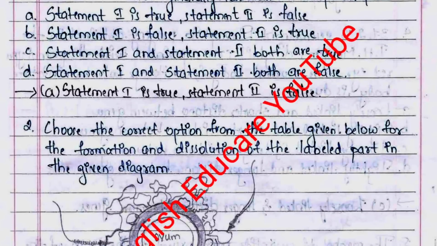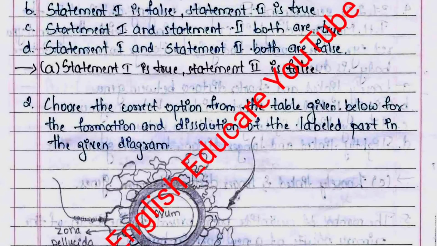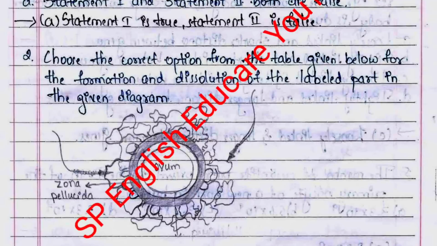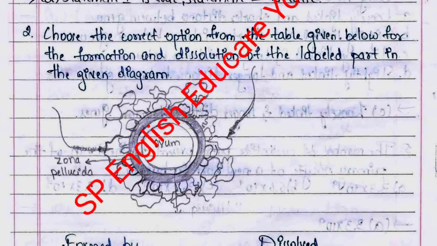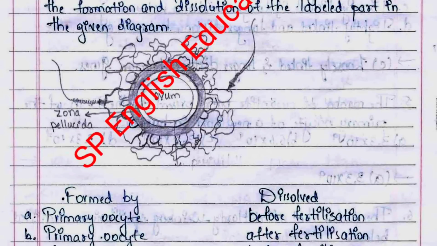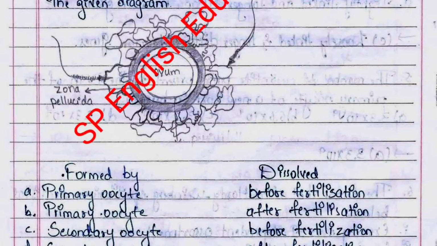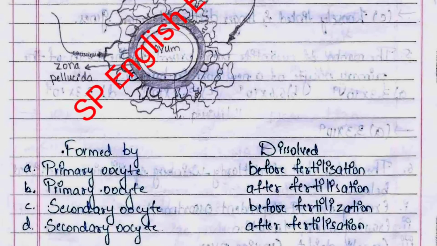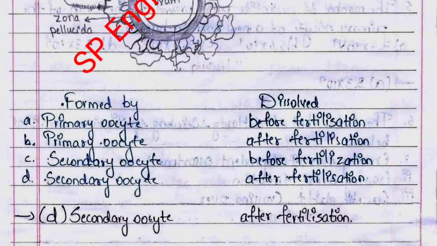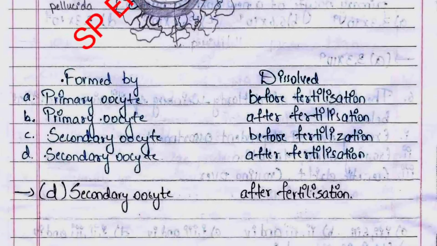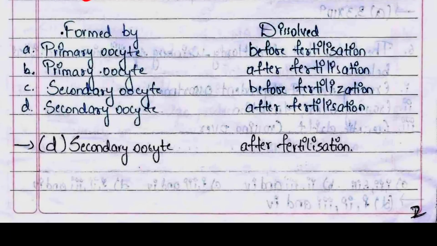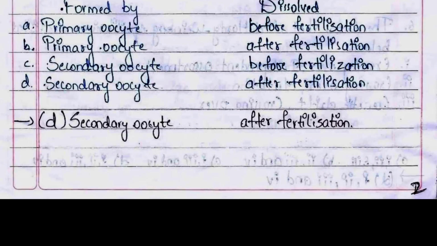Second, choose the correct option from the table given below for the formation and dissolution of the labeled part in the given diagram. Below is the diagram. Formed by, dissolved. A. Primary oocyte, before fertilization. B. Primary oocyte, after fertilization. C. Secondary oocyte, before fertilization. D. Secondary oocyte, after fertilization. The answer is D. Secondary oocyte after fertilization.